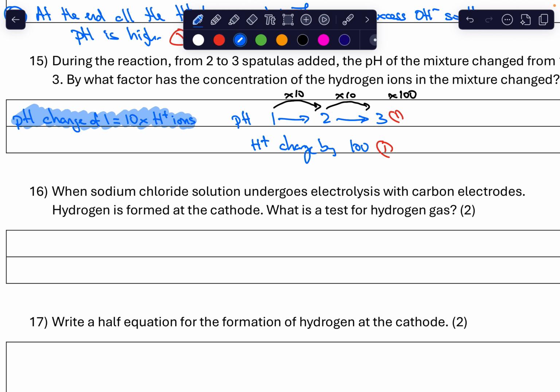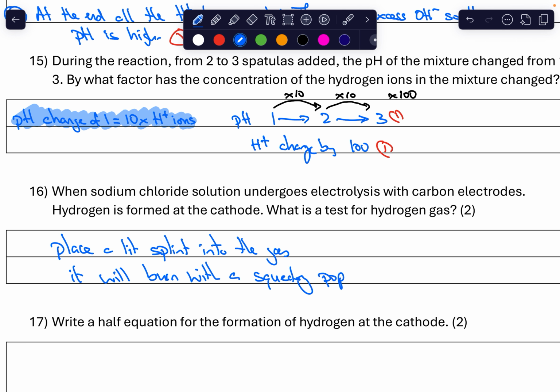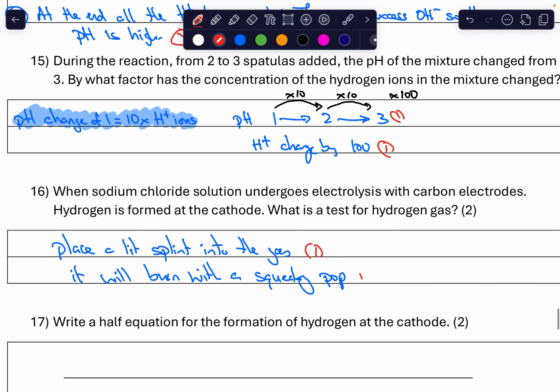Right, test for hydrogen. Please make sure here you describe the test. Don't just say pop test. So what you do is you place a lit splint into the gas, and if it's hydrogen, it will burn with a squeaky pop. So you get 1 mark for each answer.